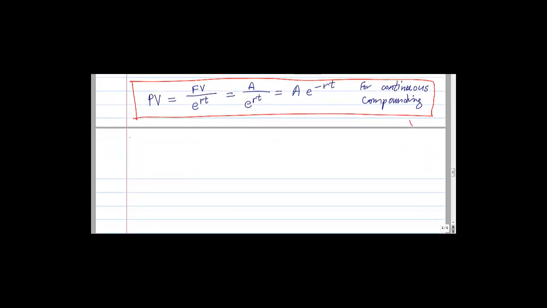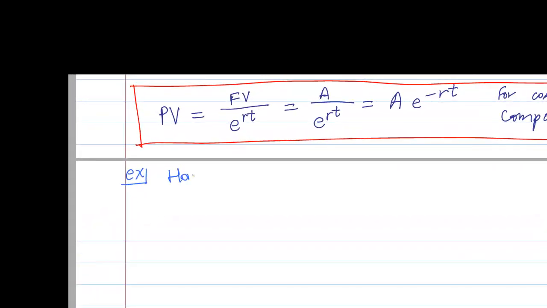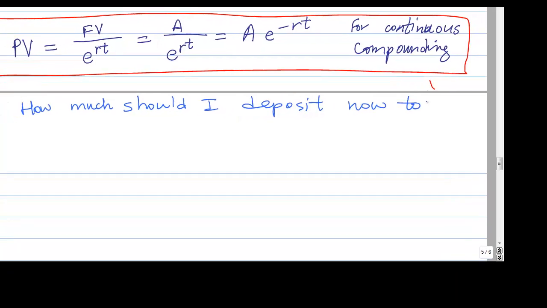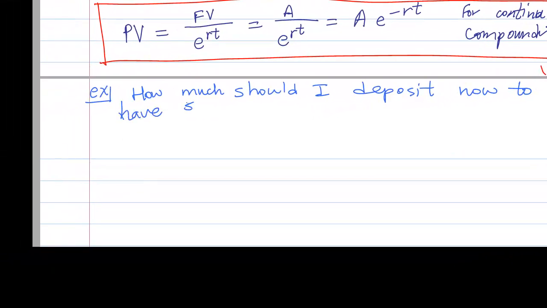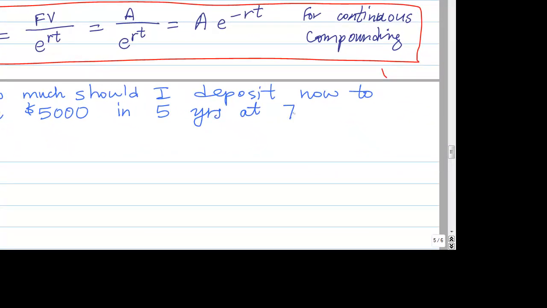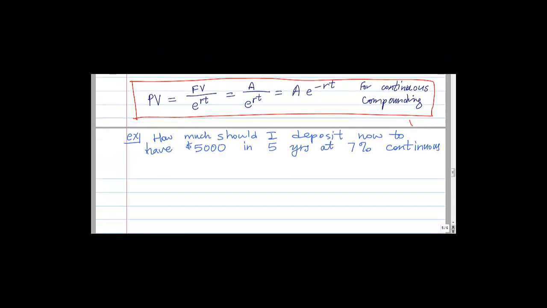Let's do another example. Now I want to know how much should I deposit now to have $5,000 in 5 years at 7% continuous compounding? Okay. So how much should I deposit now?